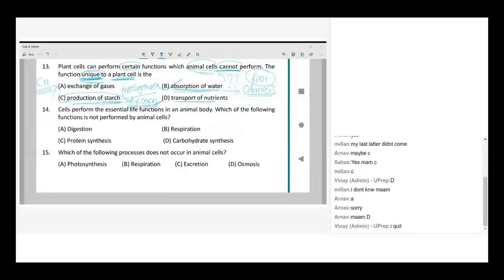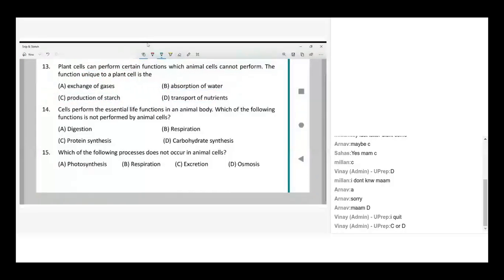Okay, let's see. I'll explain this. When you take this kind of question, one or two options would definitely confuse you. See, cells, multicellular organism, definitely perform essential life functions. Essential they have used. So they are very necessary for the functioning of animal body. Which of the following functions is not performed by animal cells? Now take digestion. Of course, digestion would be performed by animal cells. So this goes wrong. Then respiration. Definitely animal cells go for respiration. So this also goes wrong.